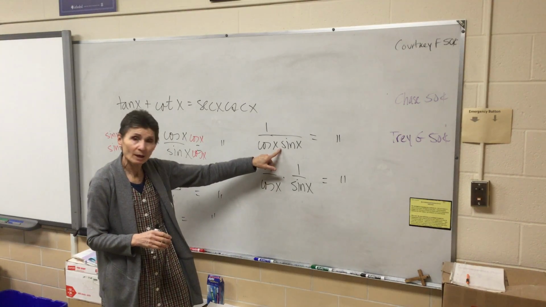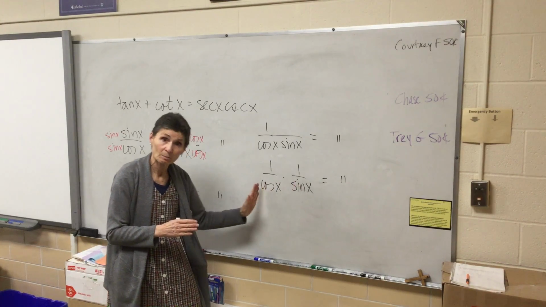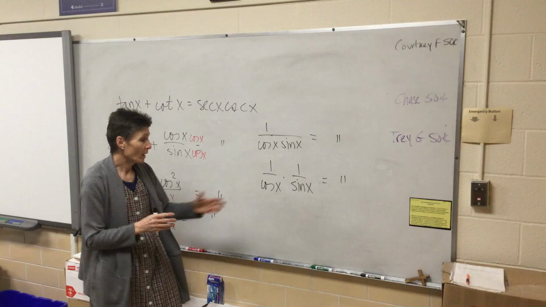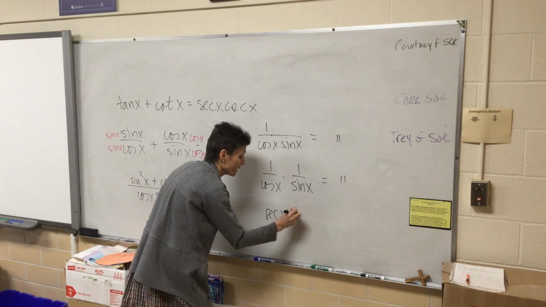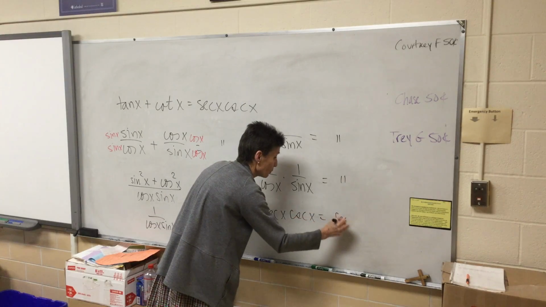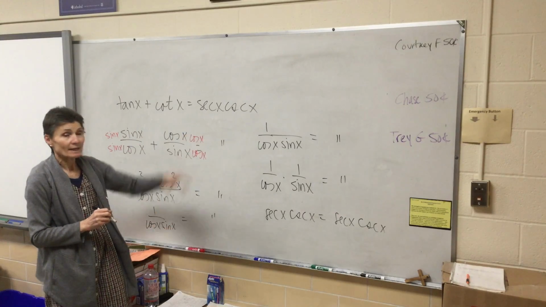Can't split it if it's a plus, but you can split it if it's a times because of the way we multiply fractions. Well, 1 over cosine is secant, and 1 over sine is cosecant. So we ended up with exactly what we were hoping to end up with.